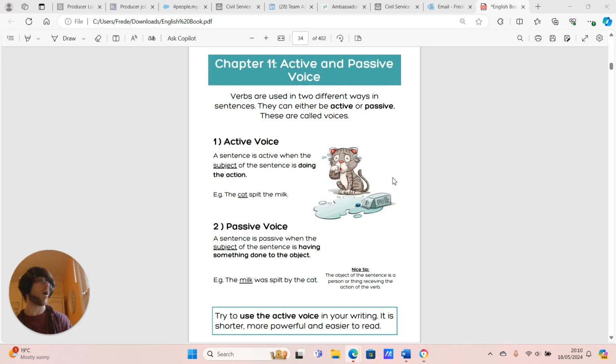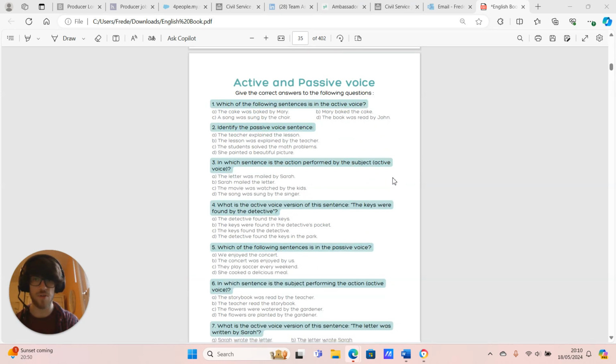So it could be, oh, I ate the apple. Active voice. Passive voice, the apple was eaten by me. We can see that inversion, right? Very, very simple.